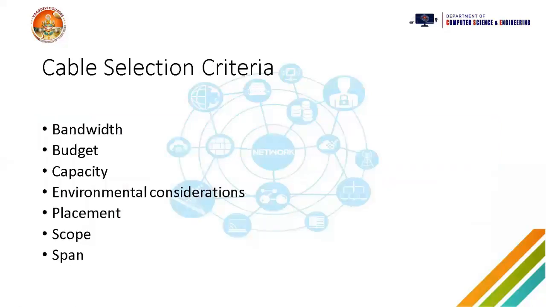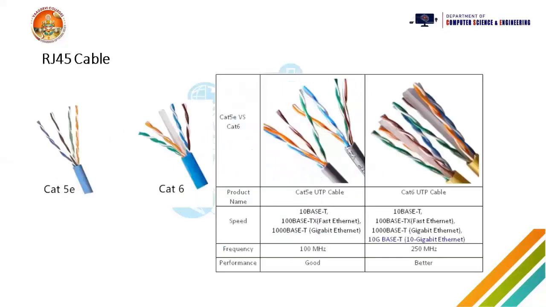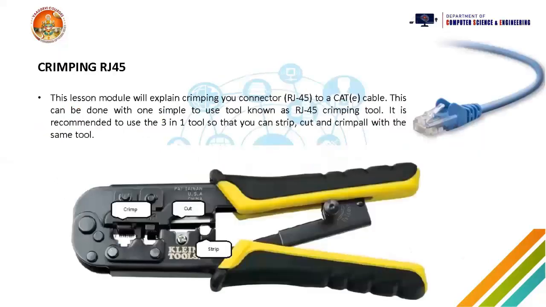Now, which cable to choose and how to choose? It depends upon the selection criteria: bandwidth, budget, capacity, environmental condition, placement, scope, and span. Bandwidth is about what bandwidth you are looking for, what is your budget, what is the capacity you are looking for, and so on.